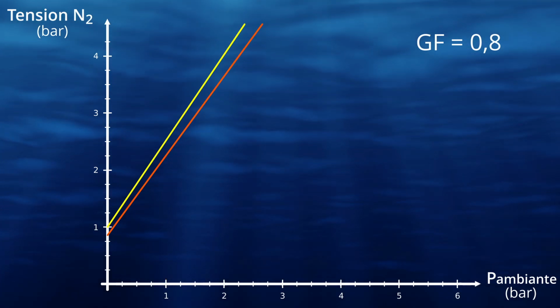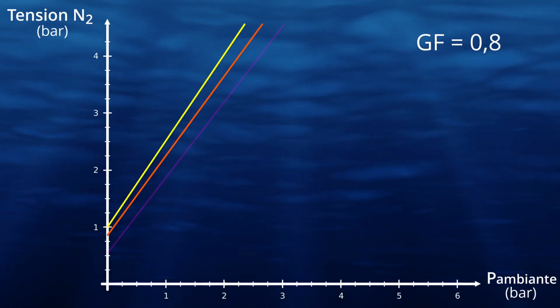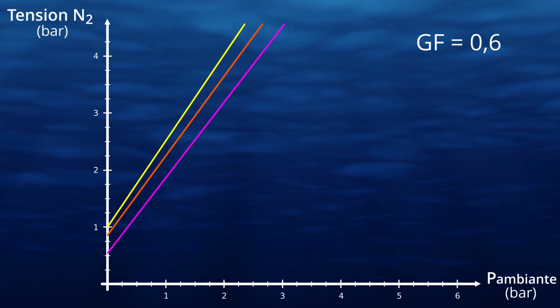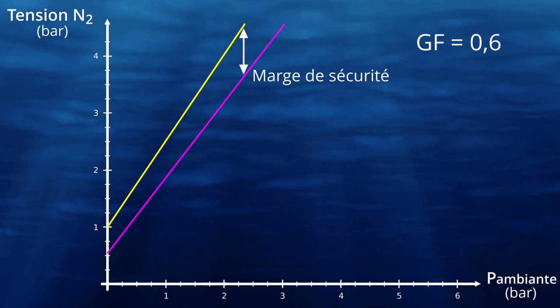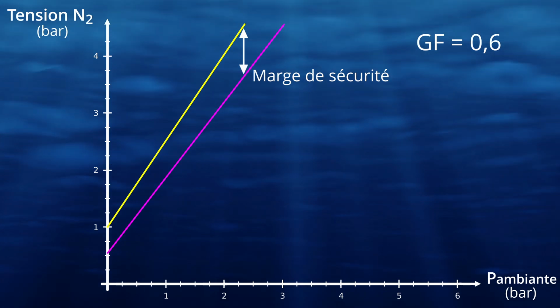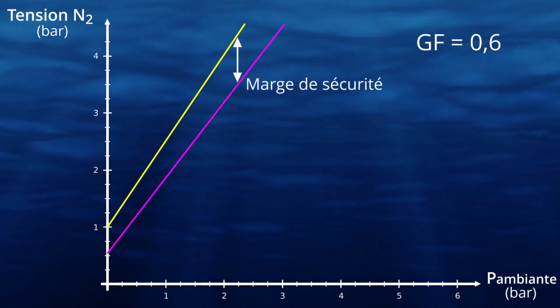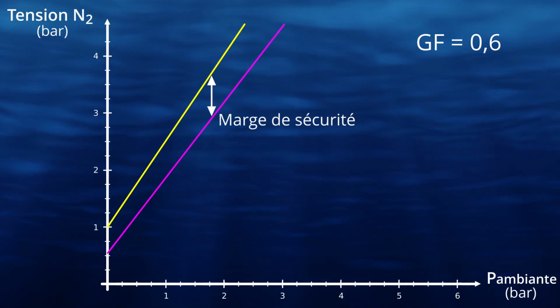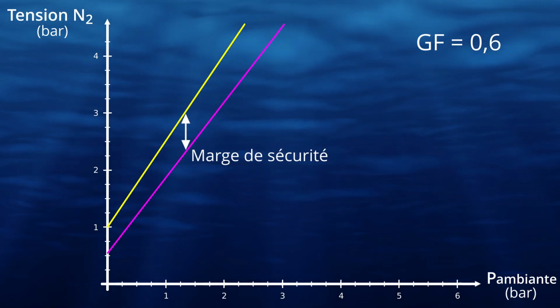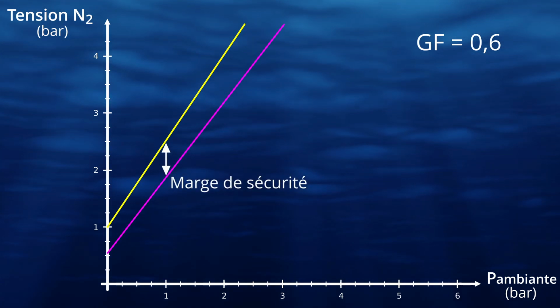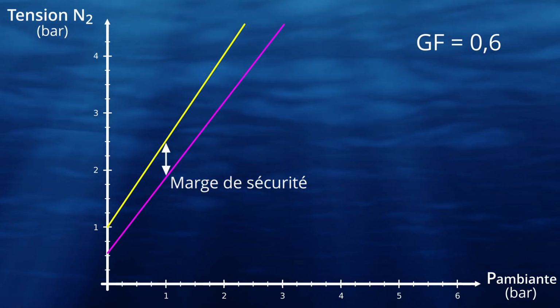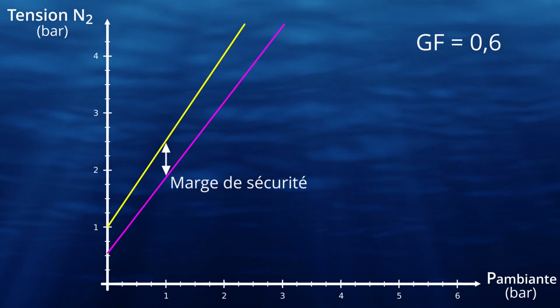With a 60% GF, we would have been forced to stop at 6 meters. This trick allows for an additional safety margin compared to the original algorithm. This adjustment option has been named and renamed several times over the years: reduction factor, or more recently conservatism. But even if the methods differ, the result remains the same.